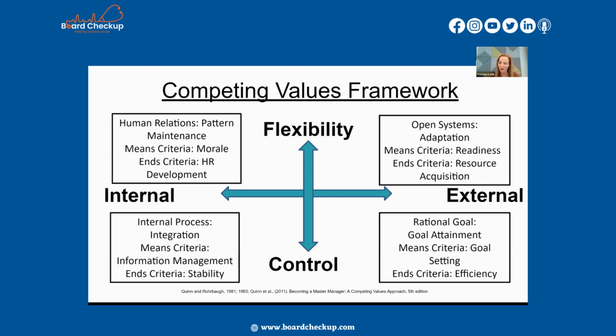So the opposite quadrant to human relations is the rational goal quadrant, which places an emphasis on goals and efficiency, which is what boards are responsible for from this perspective. And so there's a paradox. It's not either or, it's and. The board has criteria to be an effective organization. It must be effective in each of these dimensions.